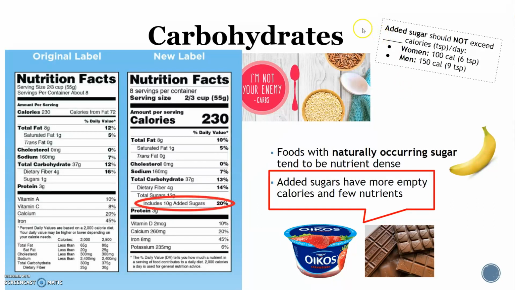Overall, added sugar should not exceed 100 calories or 6 teaspoons a day for women, and added sugar should not exceed 150 calories a day or 9 teaspoons a day for men.